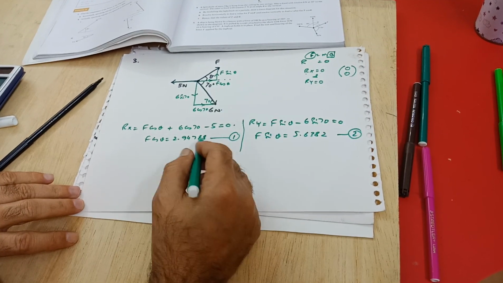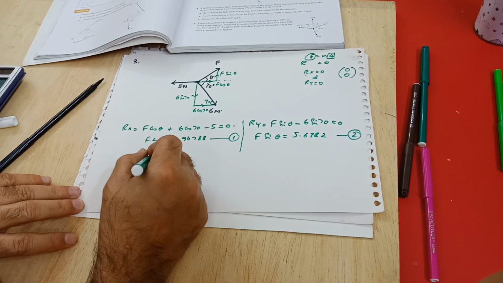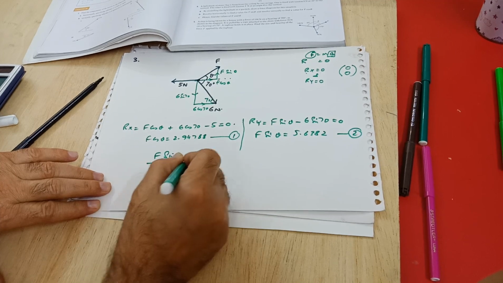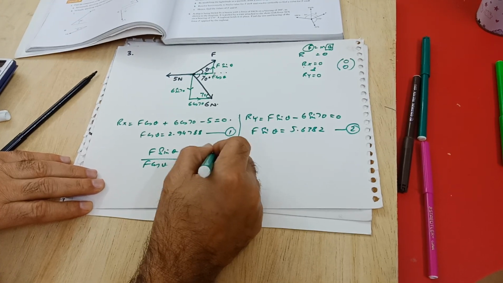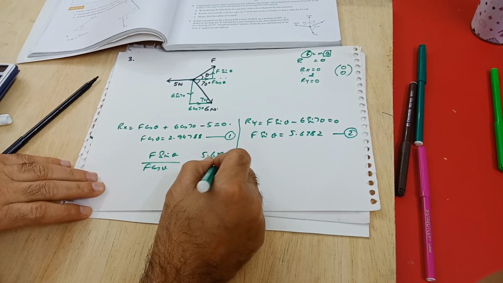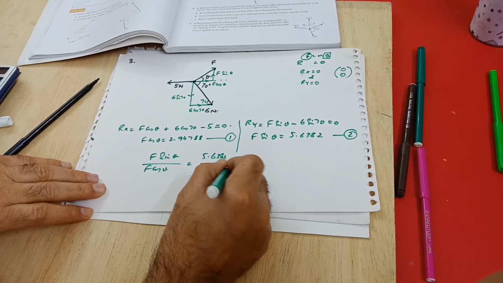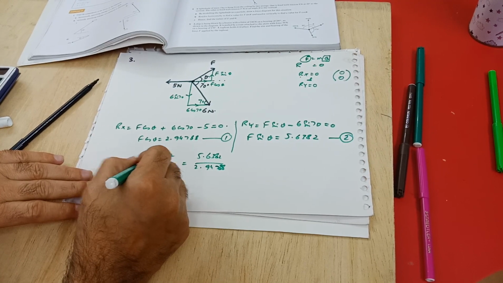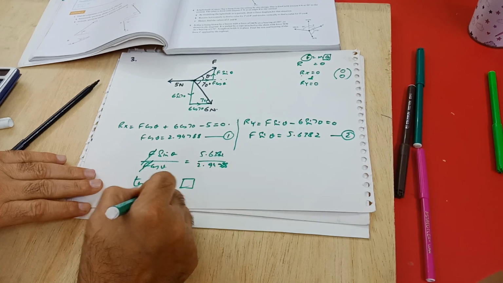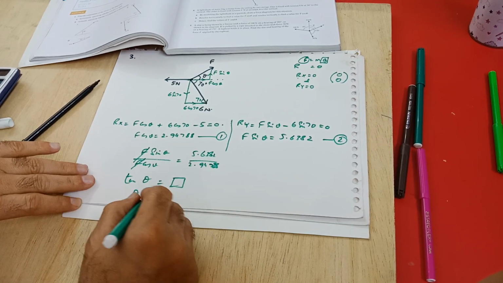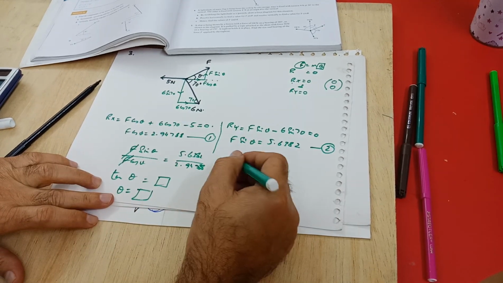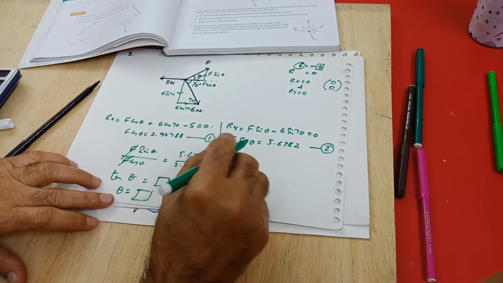So let us divide these two equations side by side. By dividing them side by side, I have F sine theta over F cos theta, that is equal to 5.6382 over 2.94788. Once I have this, F is cancelled with this, and this will be giving me tan theta equal to this, you will get your theta. So if you have this theta with you, you substitute your theta into any of these two equations and you will get the value of F.